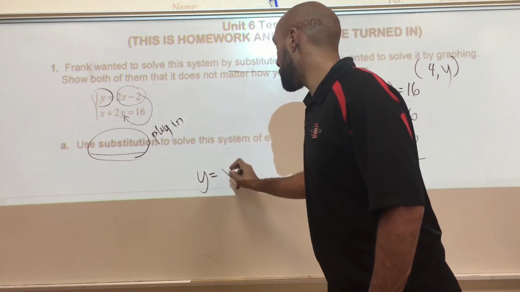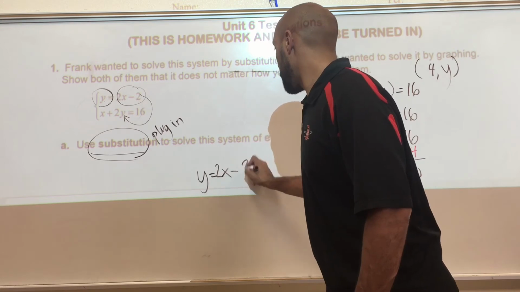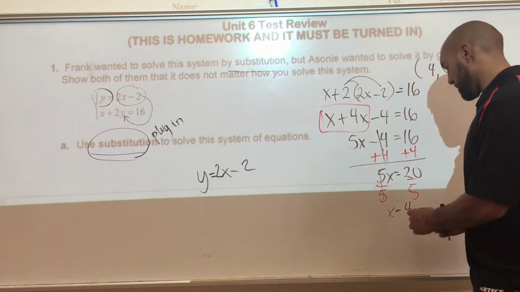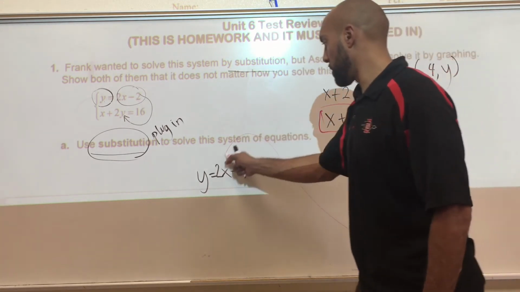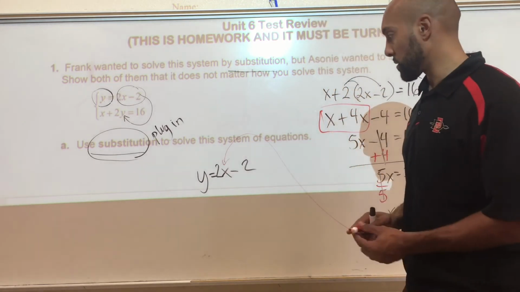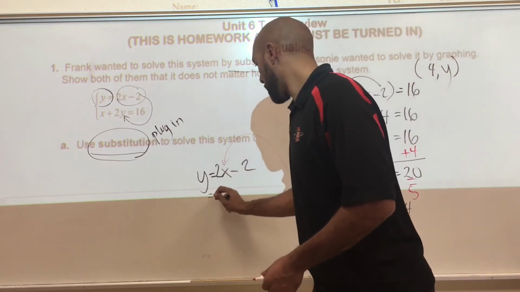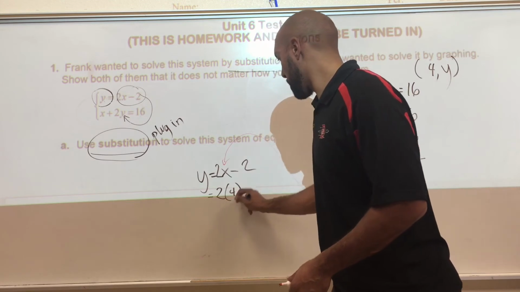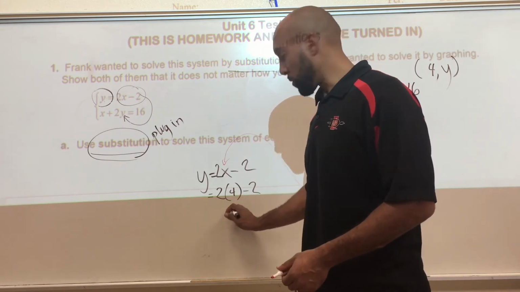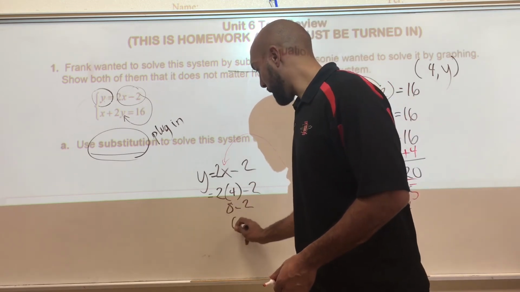So take the y equals 2x minus 2. The 4 is equal to x, so I just plug it in there. So now it's 2 times 4. Okay, 2 times 4 is 8, minus 2 is 6.